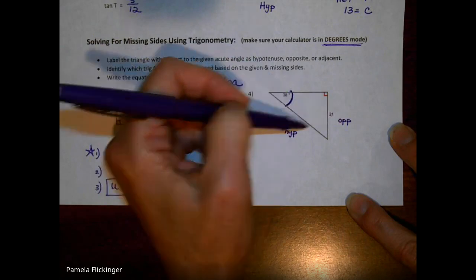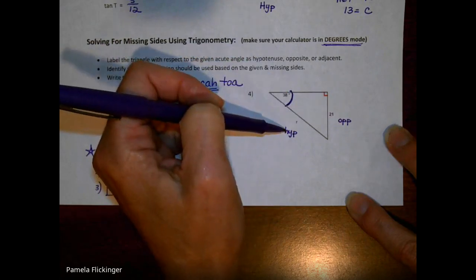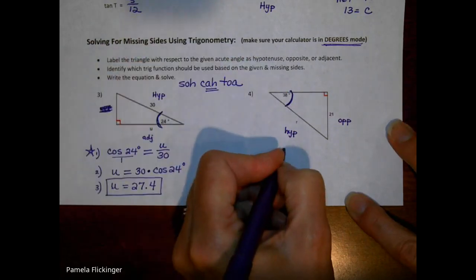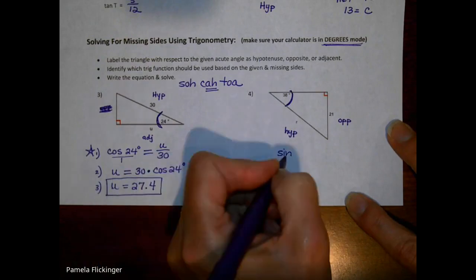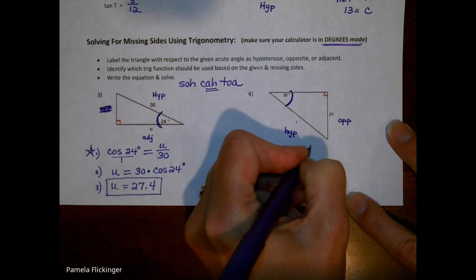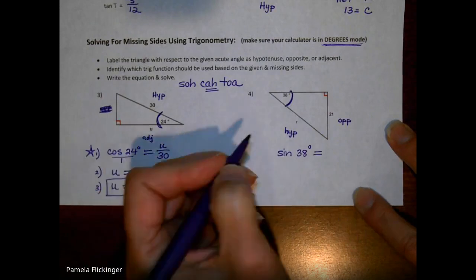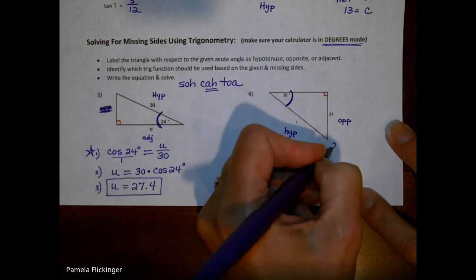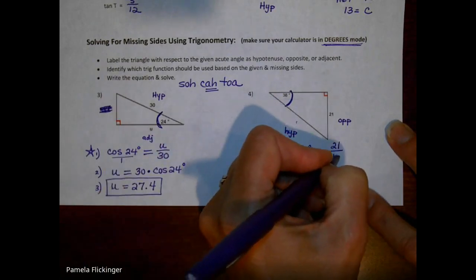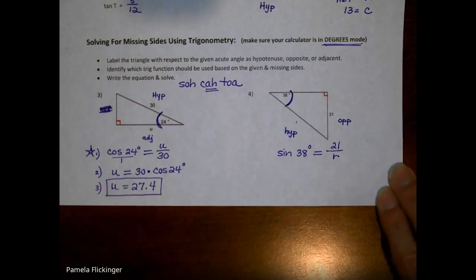So I can see O and H, opposite and hypotenuse, that would be the sine. So I'm going to do the sine of the angle measure equals, and it's always opposite over hypotenuse. So this time notice the variable R fell in the denominator, and that's okay. Sometimes it's in the numerator, sometimes it's in the denominator.